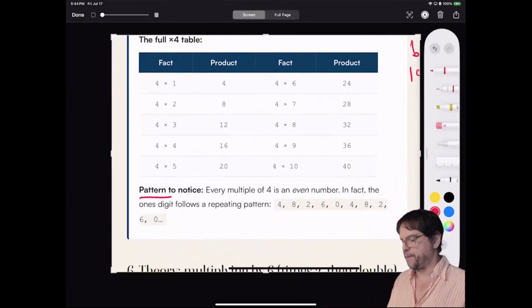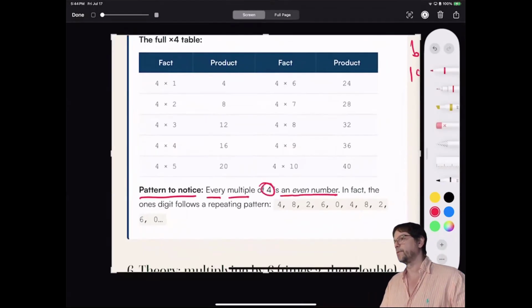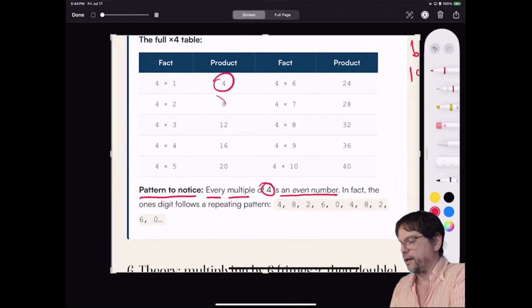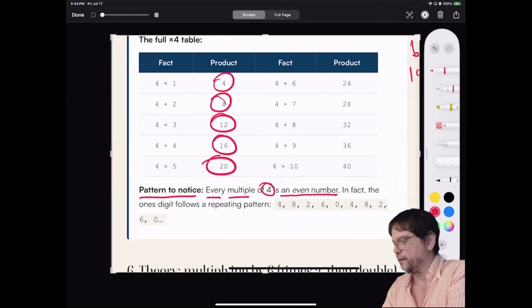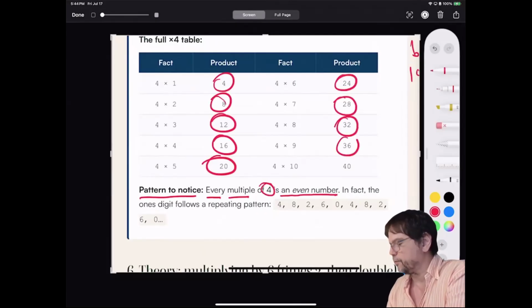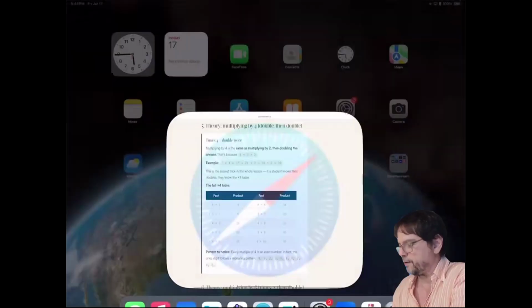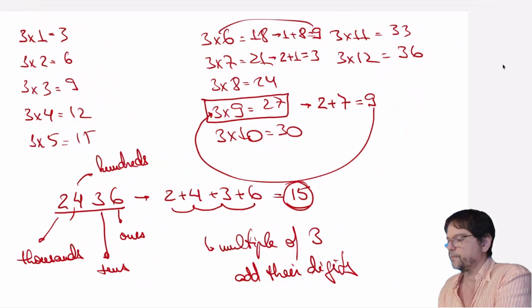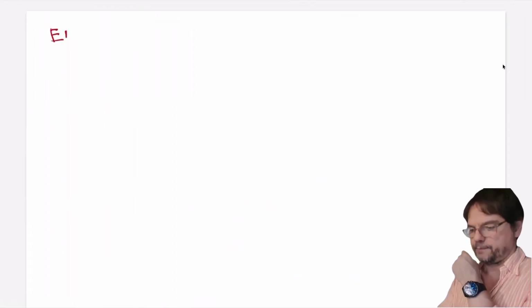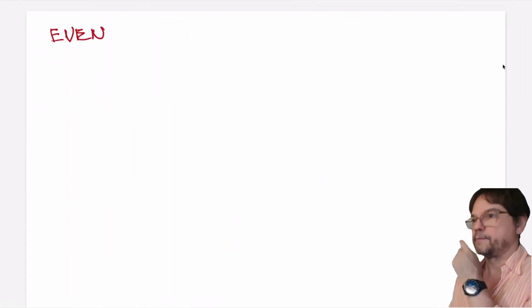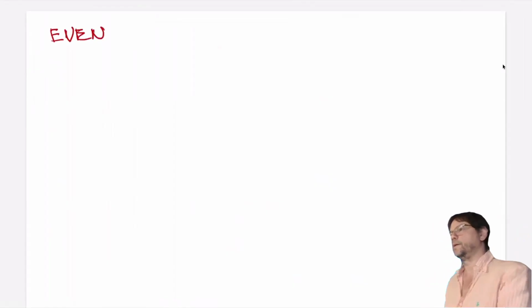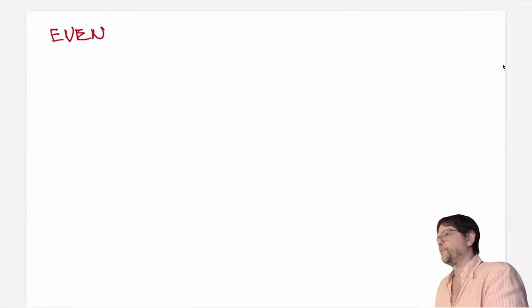Pattern to notice. Every multiple of 4 is always an even number. Look, 4, 8, 12, 16, 20, 24, 28, 32, 36, 40. Do you know what is an even number? The definition of an even number? Do you know, Zwan? What is an even number?